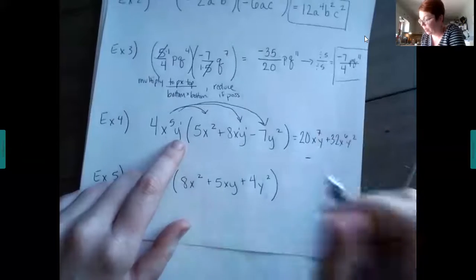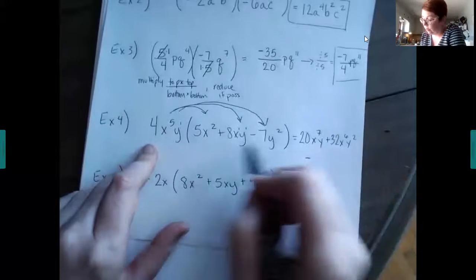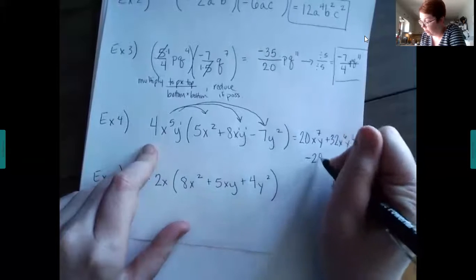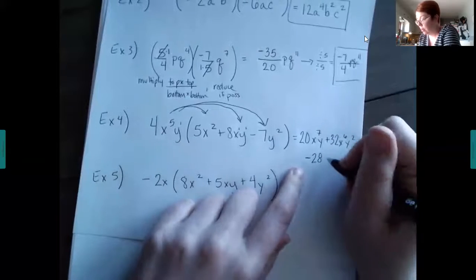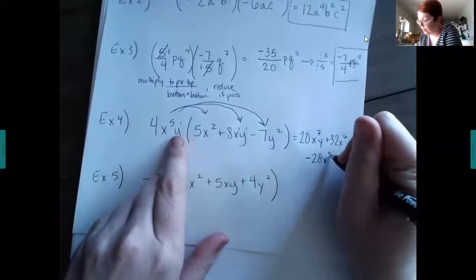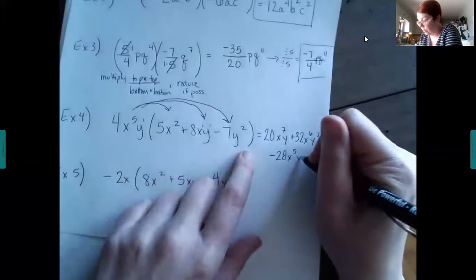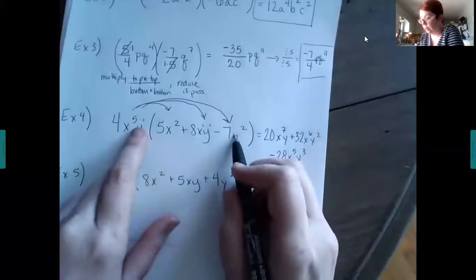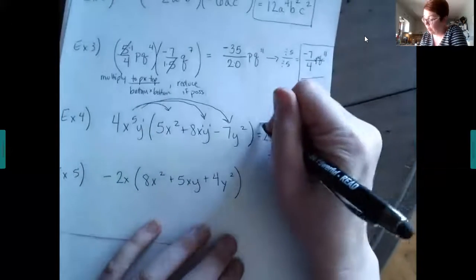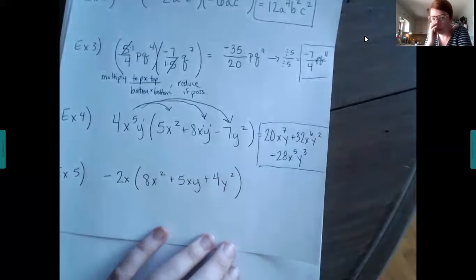So when we carry this x to the 5th with that, we're going to have x to the 6th. And 1y plus that y gives us y squared. And I'm running out of room. And 4 times 7 is 28. So again, watch your sign. That'll still be a minus 28. No x this time, so this just stays x to the 5th. And then we add these two y's together. So this would be our final answer for that.